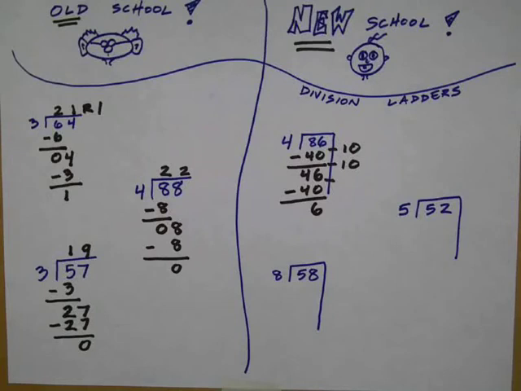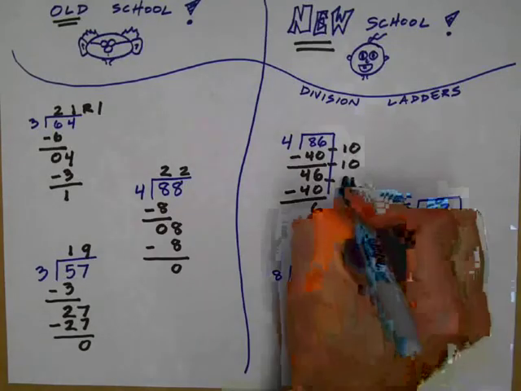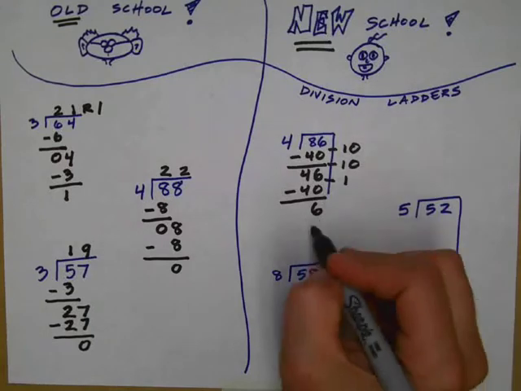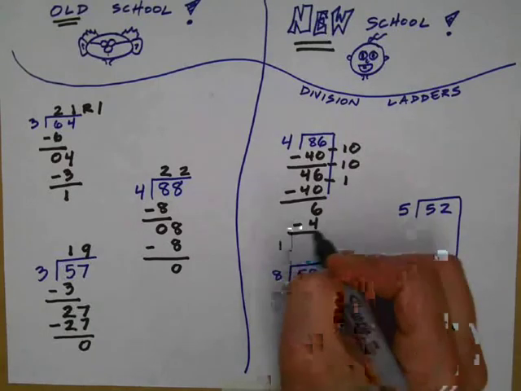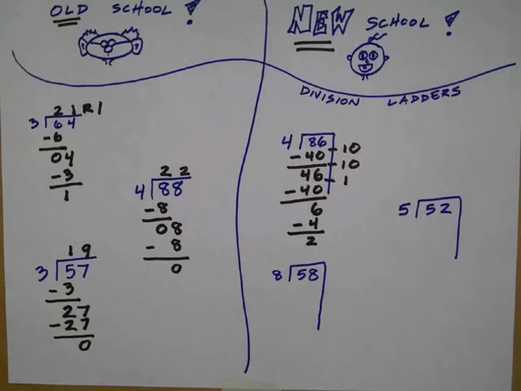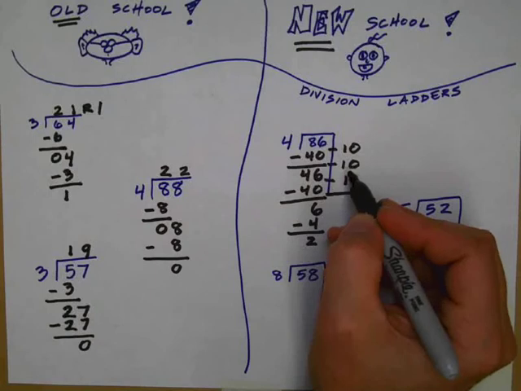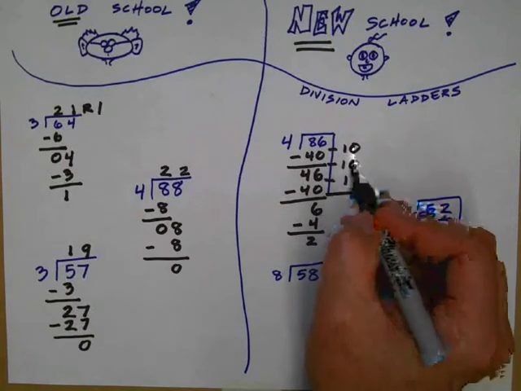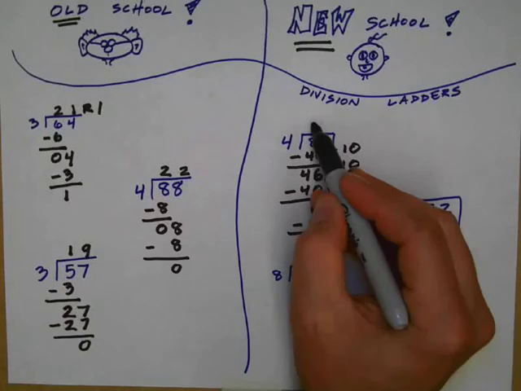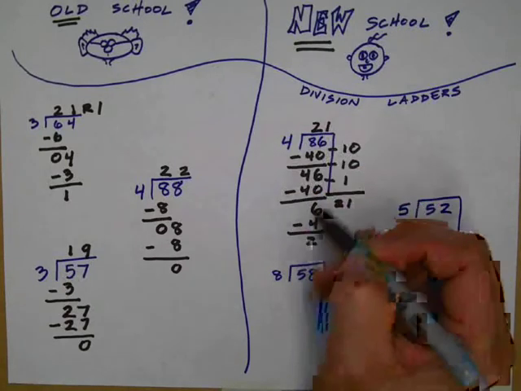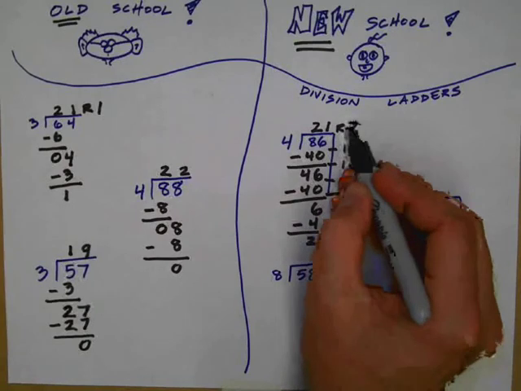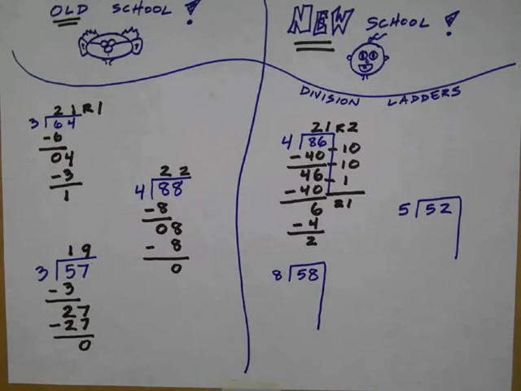I can see that 4 can still go into 6 one more time, so I'm going to put that on the next rung here. And I know 4 times 1 is 4. Subtract, and I get 2. Now I'm left with less than 4, so I know this is my remainder. Now this is the genius of division ladders. All you do is you add your guesses together. 10 plus 10 plus 1 is 21. There's your 21. And then you have a remainder of 2. Parents who might be doubters, try the same problem the old school way, and I can pretty much assure you you'll get the same answer.